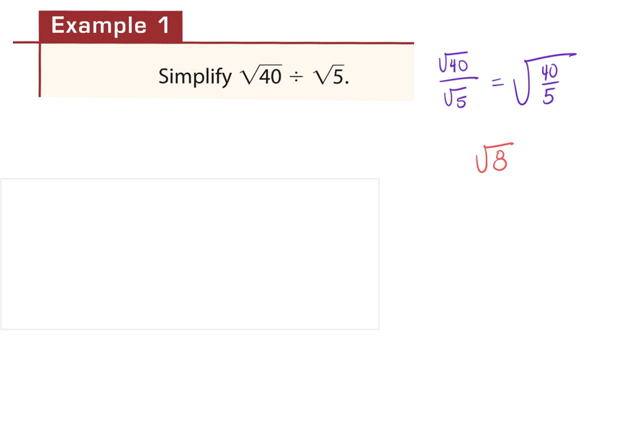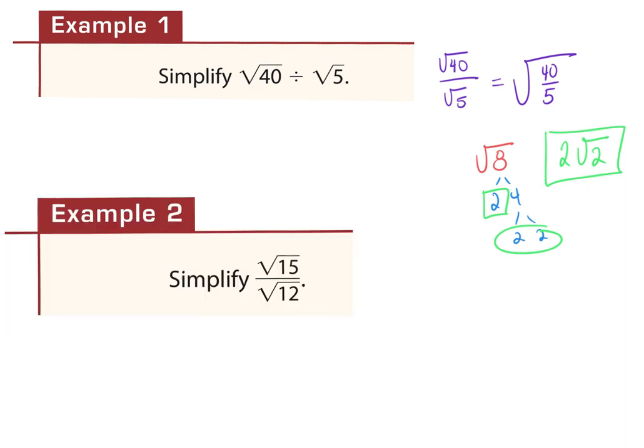And then we're going to simplify this 8 just like we've been simplifying all of our radicals. We're going to use our factor tree. That's 2 and 4, 2 and 2. What pairs up? That does, right? And then we still have 1 that doesn't pair up. So this is actually going to simplify to 2 square root of 2. So if I said square root of 40 divided by square root of 5, I'm going to get 2 square root of 2. That is my answer.